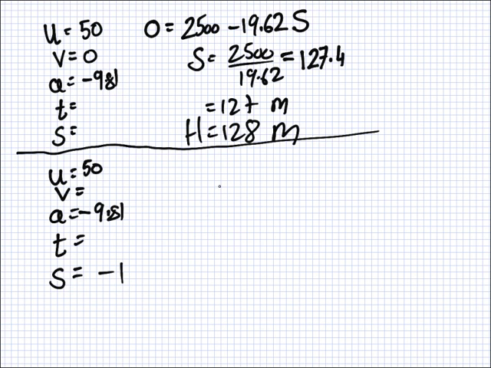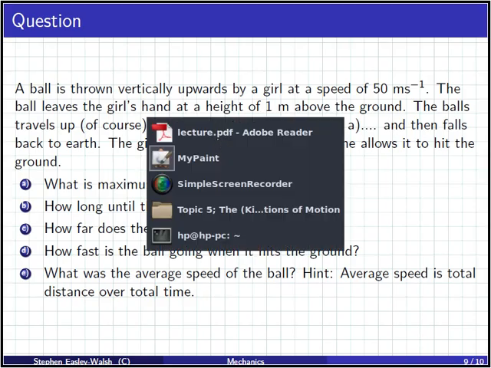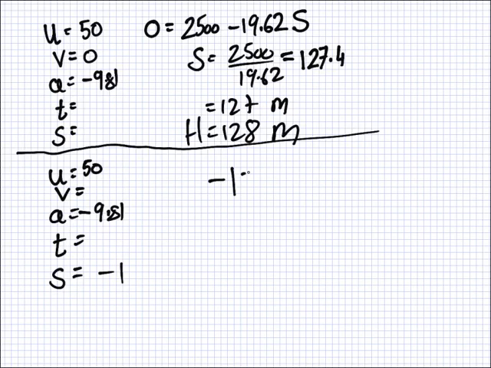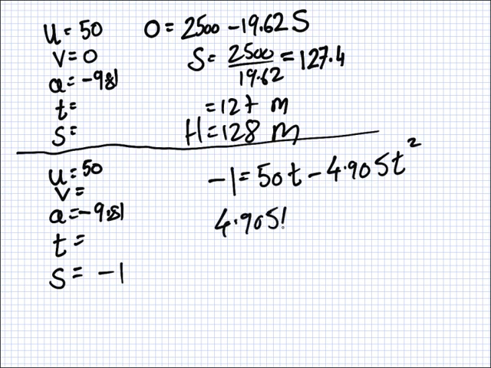What formula should I use here? s, I forgot what I'm looking for. t, isn't it? s equals ut plus half a t squared. So you get 4.905 t squared minus 50t, if I take everything to the left, minus 1 equals 0. Now, did you learn how to solve these equations yet in maths class?